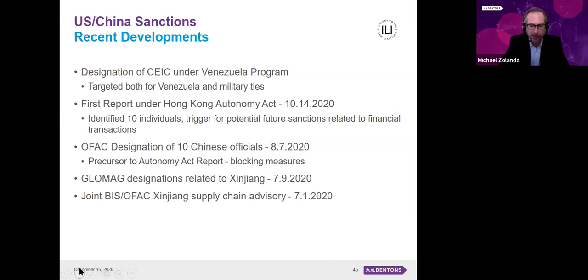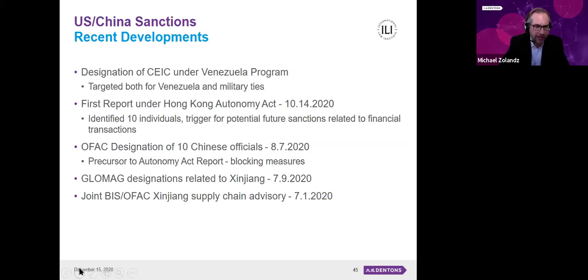So this is essentially the same people designated earlier in the year in August, but the follow-on impact of being listed in this report under the HKAA means that banking institutions in Hong Kong or elsewhere can now be targeted for their own conduct. That itself is a trigger for sanctions going forward.